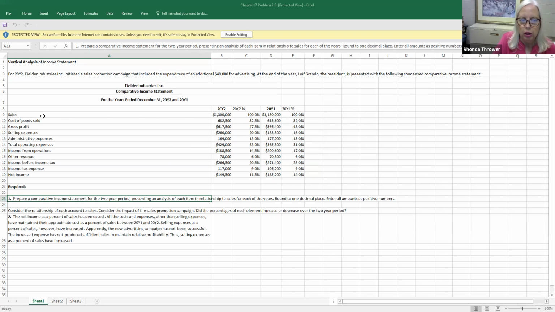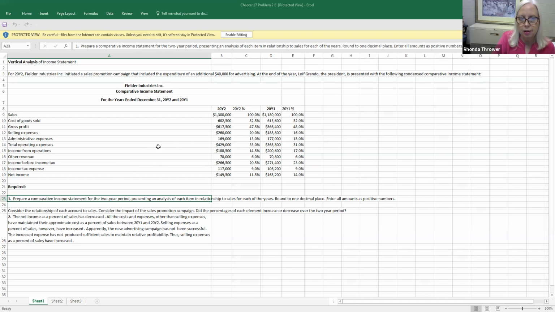You will take each one of the income statement account titles and divide it by, if it's an income statement, the total sales. If this had been a balance sheet, then we would have taken the individual asset accounts and divided them by the total assets. And for your liabilities and owner's equity, you would take each individual account and divide it by the total liabilities and owner's equity, which is also equal to the total assets.